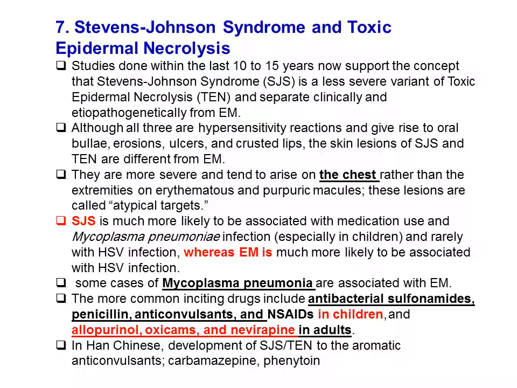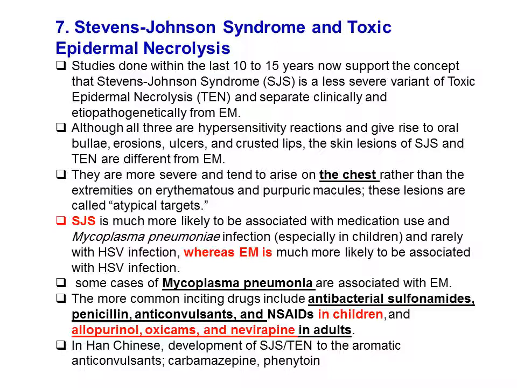The skin lesions of Stevens-Johnson syndrome and toxic epidermal necrolysis are different from erythema multiforme. They are more severe and tend to arise on the chest rather than the extremities, as erythematous and purpuric macules. These lesions are called atypical targets.